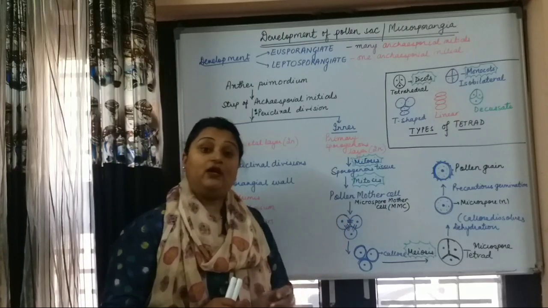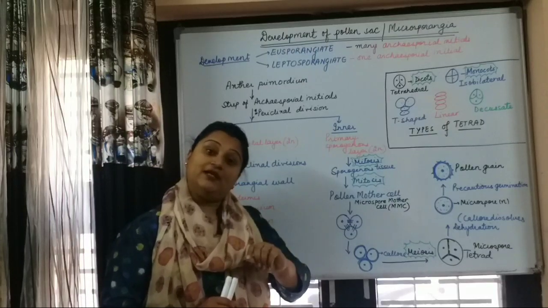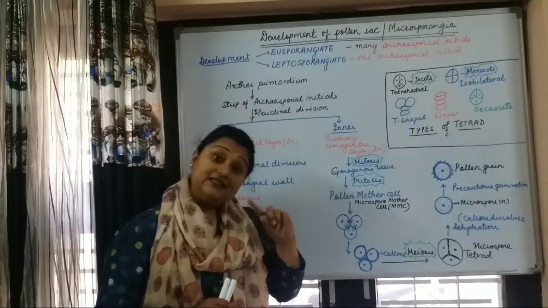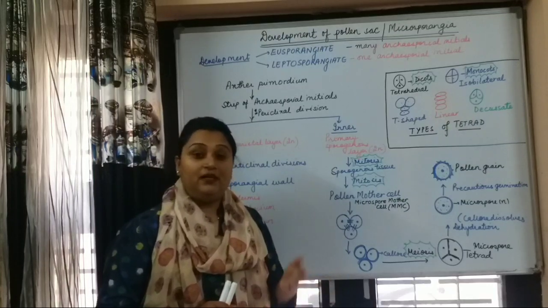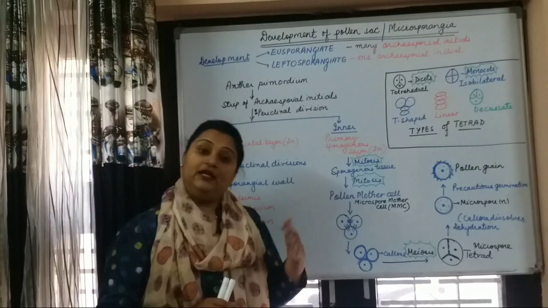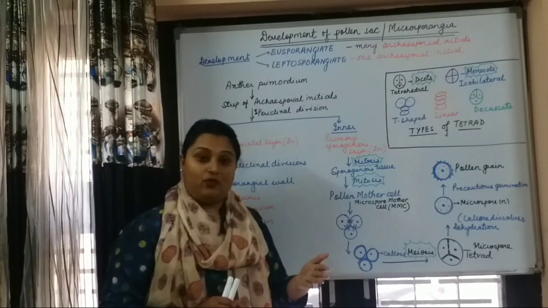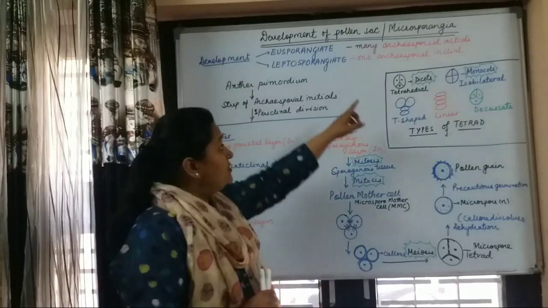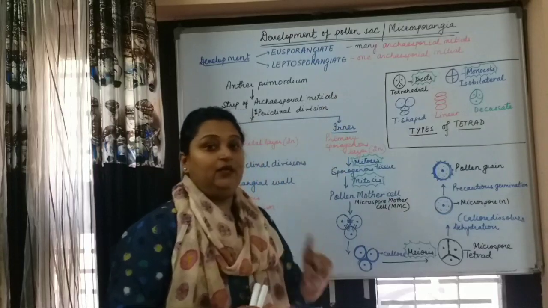I have always told you that if something initiates from a single cell, that cell is always called a primordium. For example, a leaf originates from the leaf primordium. The flower originates from the flower primordium. In the same way, the microsporangium develops from the anther primordium.